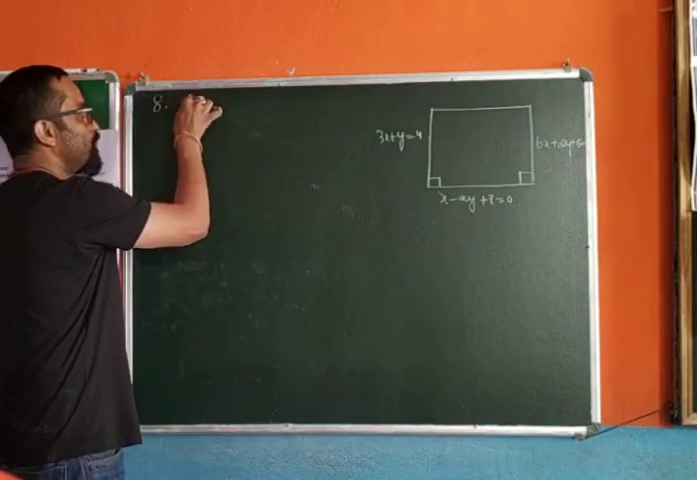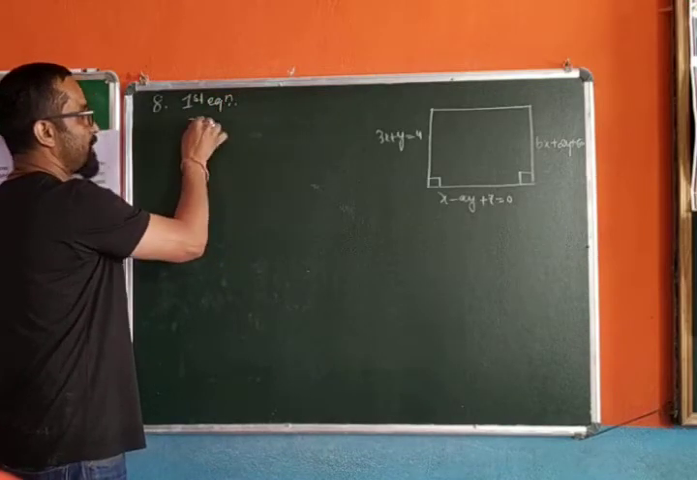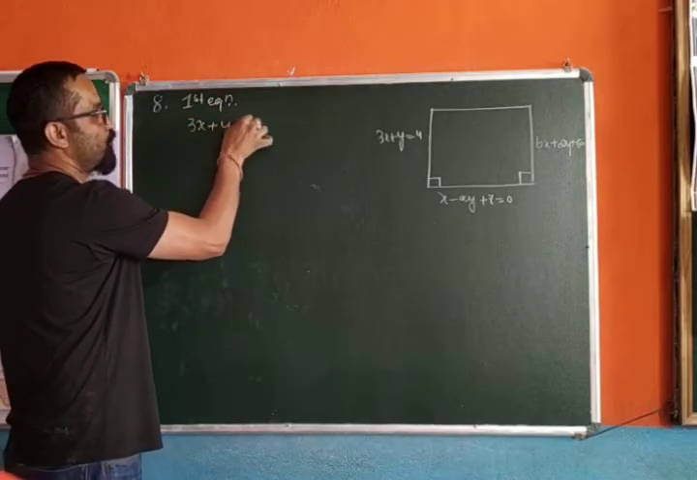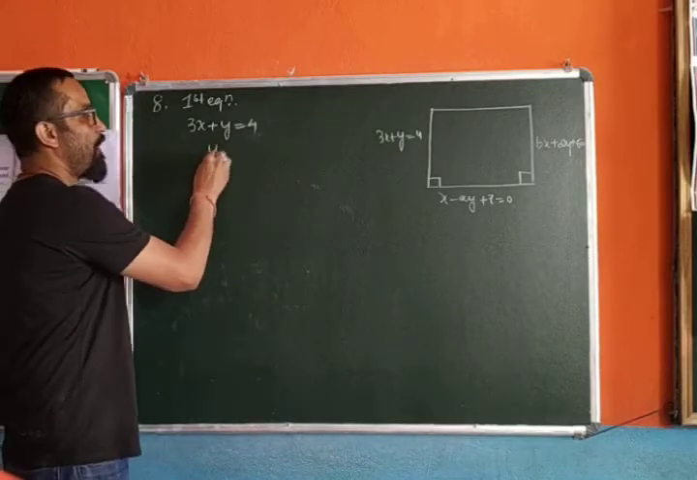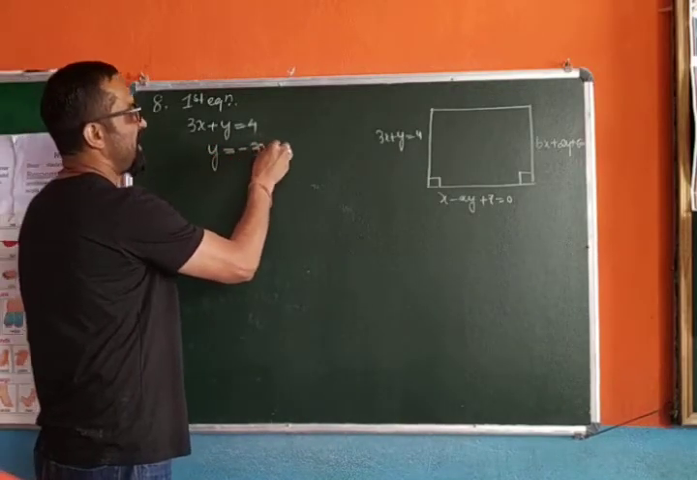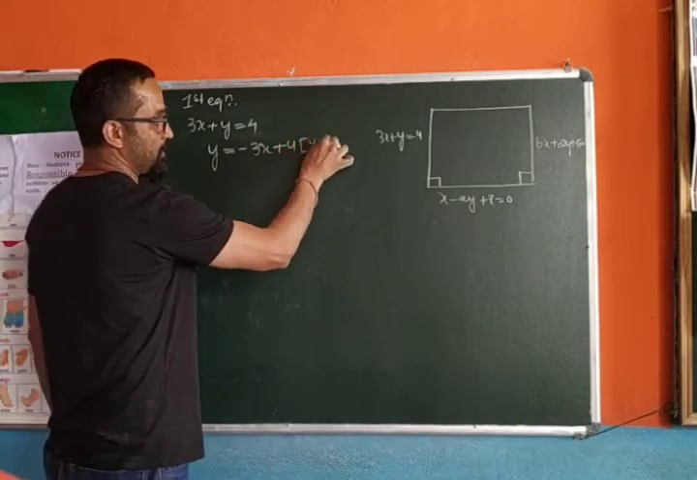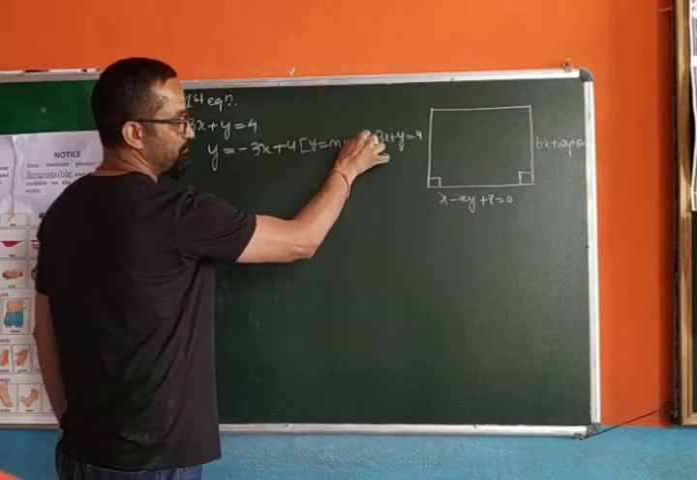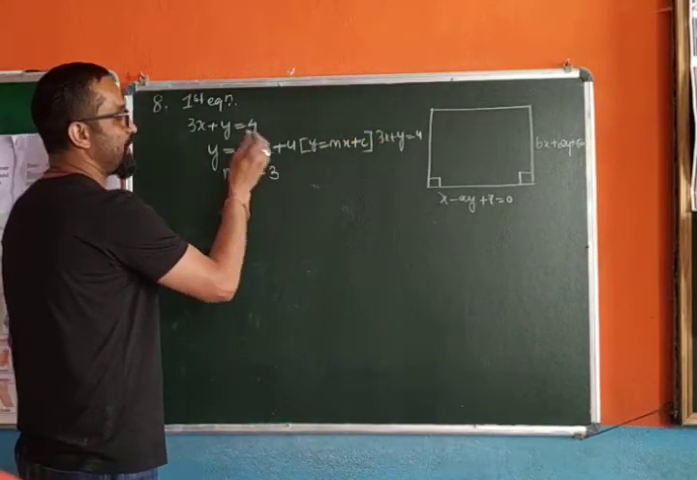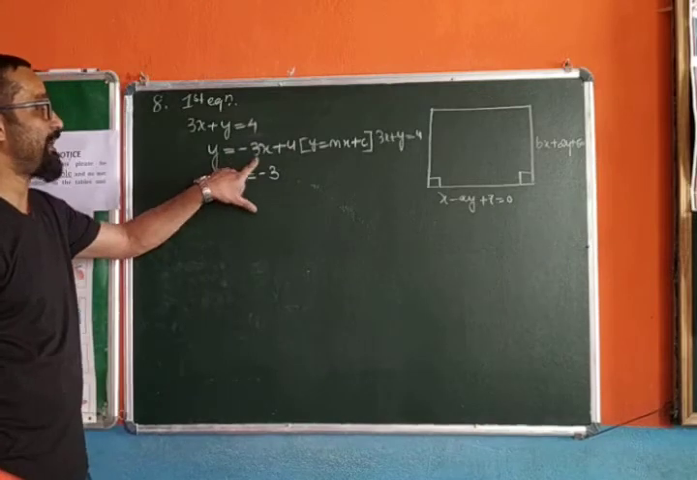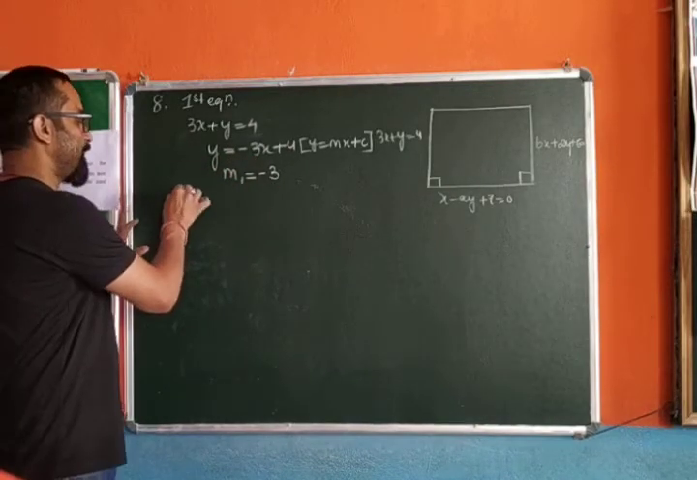So we take the first equation, that is 3x plus y is equal to 4. Make y the subject of the formula. y is equal to minus 3x plus 4. Compare it with y equals mx plus c. m1 is equal to minus 3. The coefficient of x will give you the slope. Second equation.